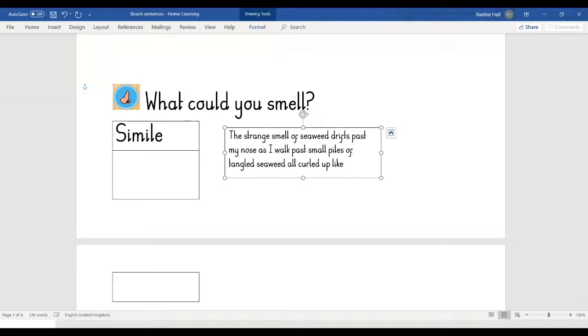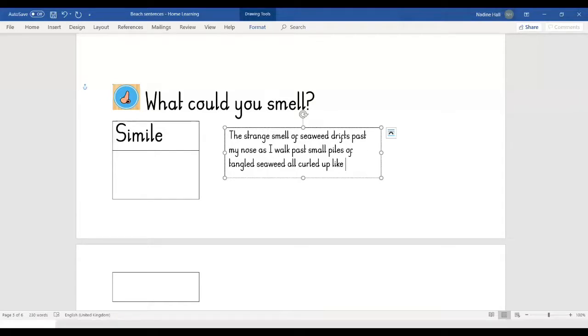So the strange smell of seaweed drifts past my nose as I walk past small piles of tangled seaweed, all curled up like, could be like a ball of wool, couldn't it? That's all curled up and tangled together. But wool's kind of fluffy, the seaweed's all wet and soggy. I'm not really sure that quite works. Could be a ball of wet wool. And wet wool is really nice because it uses some alliteration. But actually, I've got a better idea.